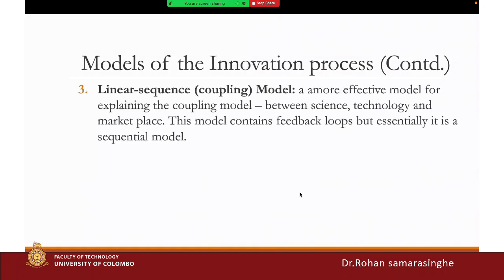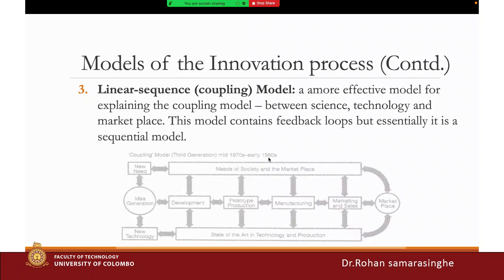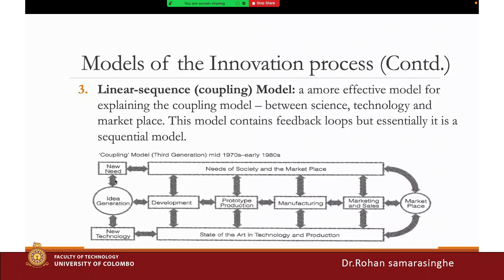And next one is the linear sequencing coupling model. That means a more effective model for explaining the coupling between science, technology and the marketplace. The model contains feedback loops, essentially a sequential model. You can see the two models. So new needs and new technologies are there.